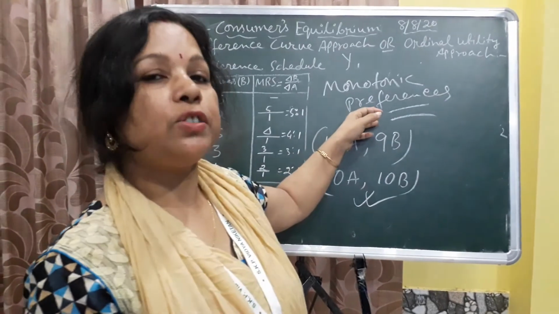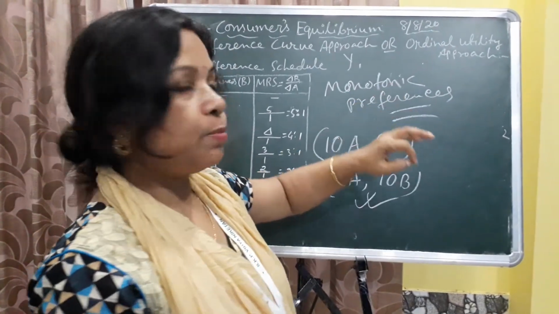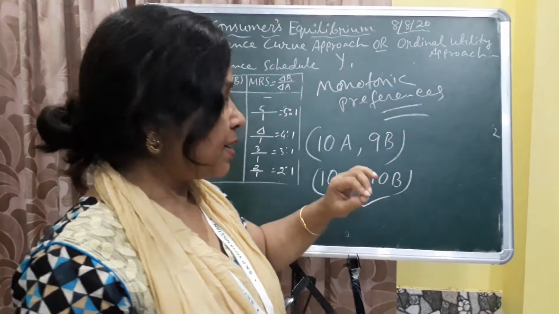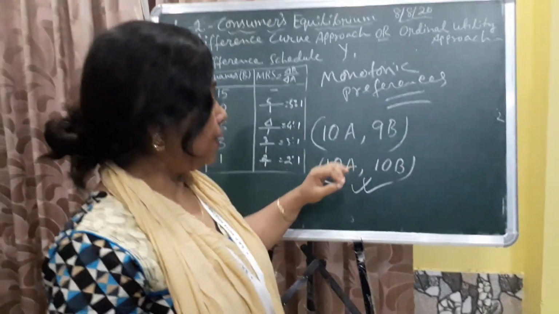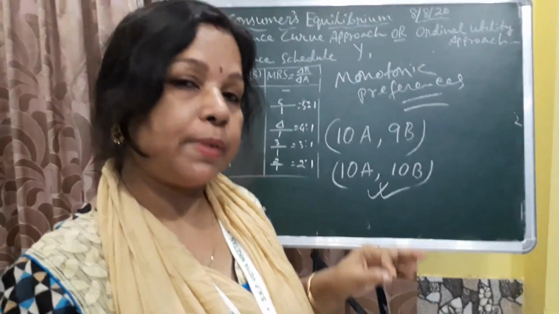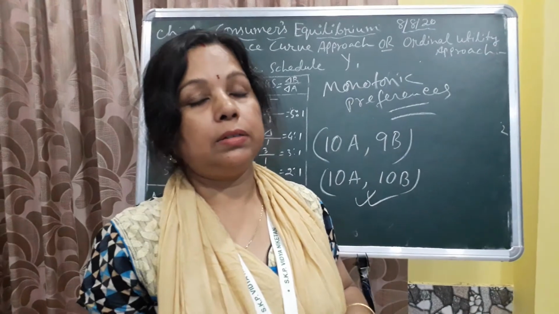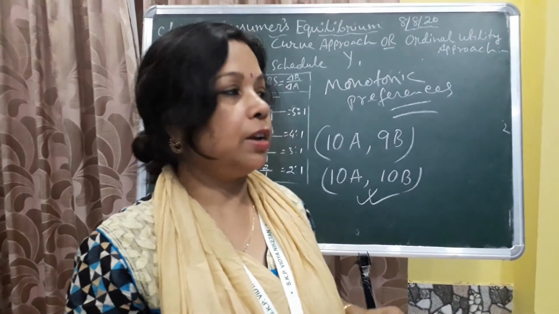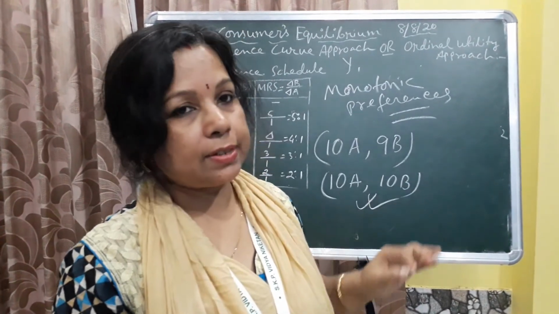So this is a very important word. What is monotonic preference? Monotonic preference represents that the consumer will prefer the bundle which gives him the highest level of satisfaction. So today up to this; next I will start the assumptions and properties of indifference curves.